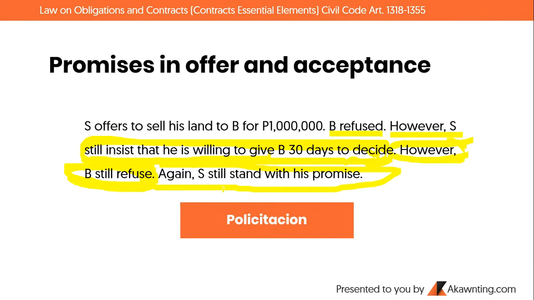Ibig sabihin, for example, okay, again, S is still stand with his promise, sabi niya. Okay, pero let's say, after 15 days, sabi ni B, S, di ba may binebenta ka sa aking land? Oh, benta mo na sa akin. Okay, hindi siya pwedeng mabind, kasi yung promise niya yun, hindi naman inaccept. Okay, so this is basically a policitasyon. So in this case, walang binding na magaganap, walang kontratang magaganap, walang commitment na magaganap kasi hindi inaccept yung promise nung kabilang party.